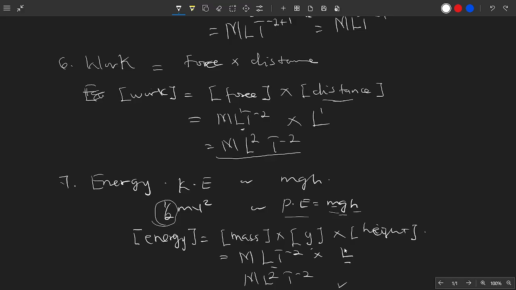All right. So these are some examples on the dimension of some physical quantities. So try to practice, or you can try on that of the dimension of pressure. You can try on that of dimension of what? Density. You can also try on that of the dimension of what? Power.